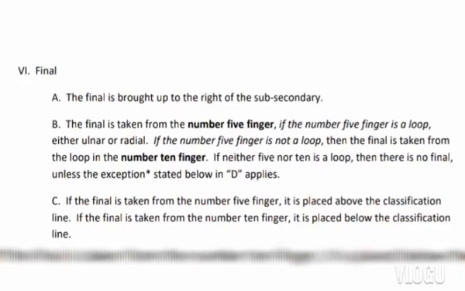The last is final. The final is brought up to the right of the subsecondary. The final is taken from the number 5 finger. If the number 5 finger is a lobe, either ulnar or radial, the final is taken from it. If the number 5 finger is not a lobe, then the final is taken from the loop in the number 10 finger. If neither 5 nor 10 is a lobe, then there is no final, unless the exception stated below applies.